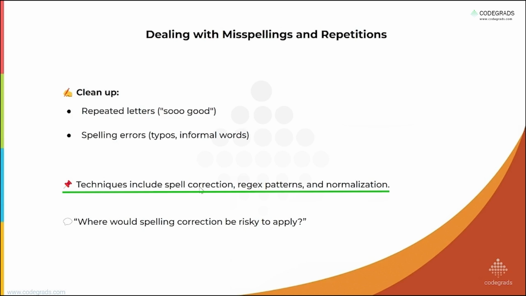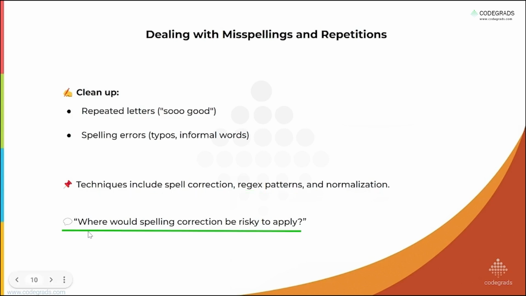Techniques include spell correction, regex patterns, and normalization. We have multiple libraries for spell correction. We can import the re library for regex patterns and handling the textual data. And for normalization, lowercasing the data is the most important example. Where would spelling correction be risky to apply? That is the question for today's part. You should research this question and answer so you can get a satisfying answer.